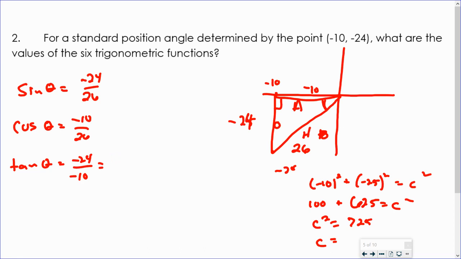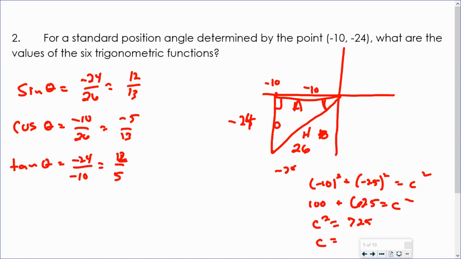Obviously, this reduces down to, I can divide both these by negative 2, so I end up with 12 fifths. I can divide both these two by 2, so I end up with negative 5 thirteenths. Divide this by negative 2, I end up with 12, 13. Another Pythagorean triple, 5, 12, 13.